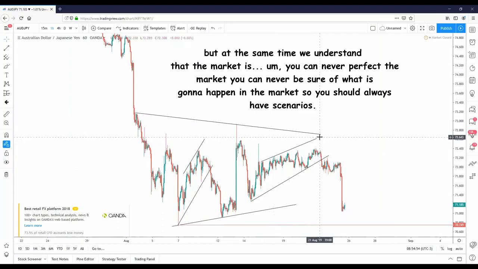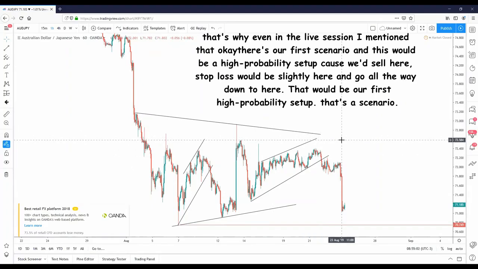But at the same time, we understand that you can never perfect the market. You can never be sure of what is going to happen in the market. So you should always have scenarios. That's why even in the live session, I mentioned that, okay, this is our first scenario. This would be a high probability setup because you'd sell here, stop loss would be slightly here, and go all the way down to here. That would be our first high probability setup. That's a scenario.